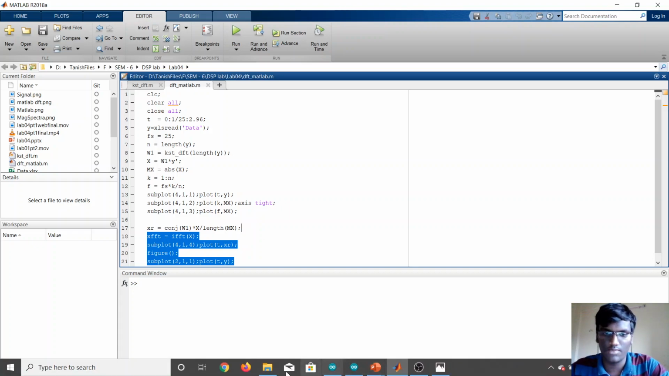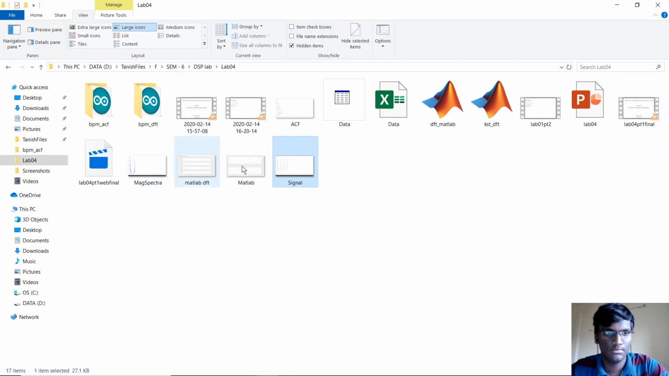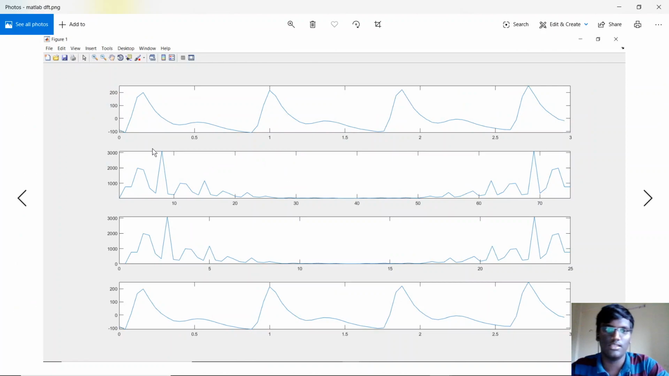Let's take a look at the graphs obtained in MATLAB. These are the MATLAB plots. This is the original signal, and this is the DFT in the K domain. Here the peak index is 7, the same as obtained in the Arduino coding. This is in the frequency domain, that is K divided by 3 as explained previously.